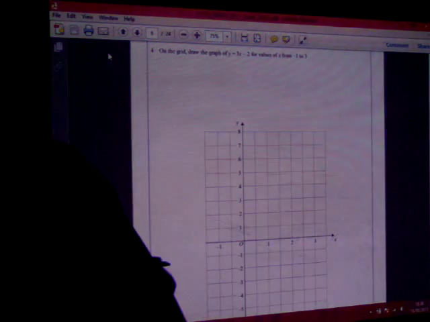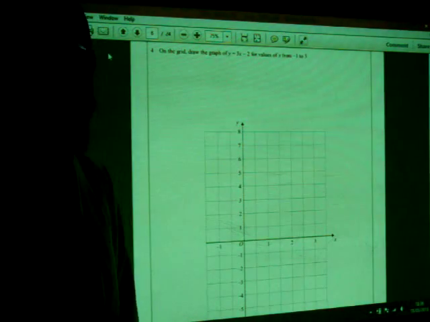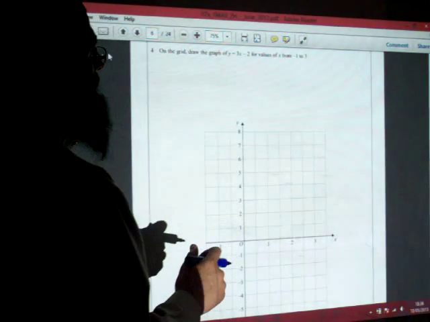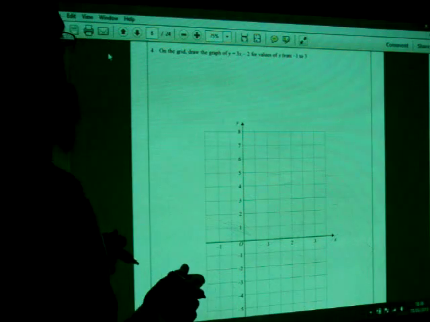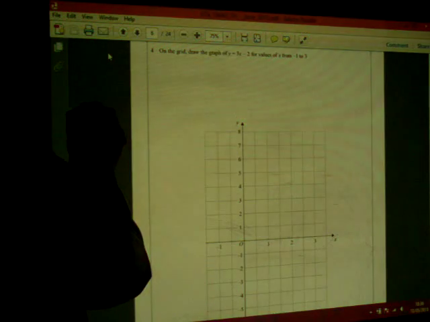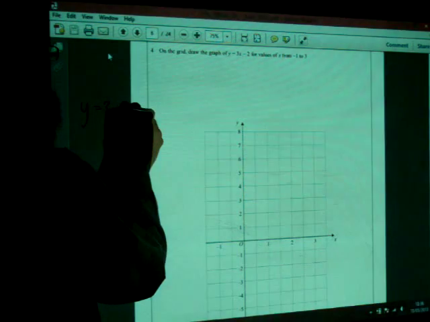So on the grid, it says here, draw the graph of y is equal to 3x minus 2 for values of x from -1 to 3. Okay. Right. Okay, Smith, I'm going to write it down on the board over here on the side. Y is equal to 3x minus 2.